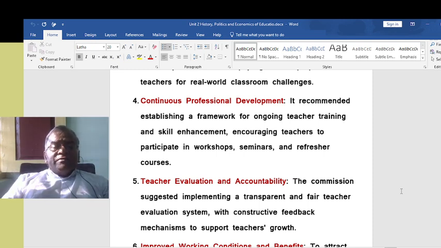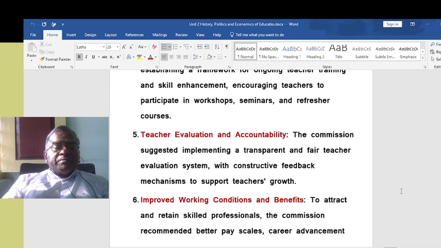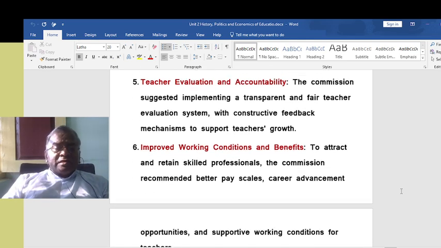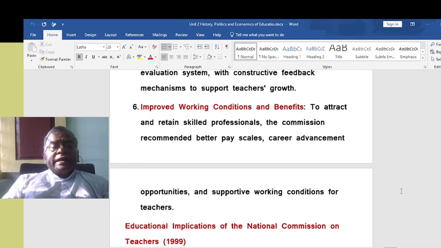Then teacher evaluation and accountability. The commission suggested implementing a transparent and fair teacher evaluation system with constructive feedback mechanisms to support teachers' growth. That is what's happening now. This PGTRB or college TRB or TET, CTET, all the exams come under this. Teacher evaluation and accountability. Then improved working conditions and benefits to attract and retain skilled professionals, teachers.